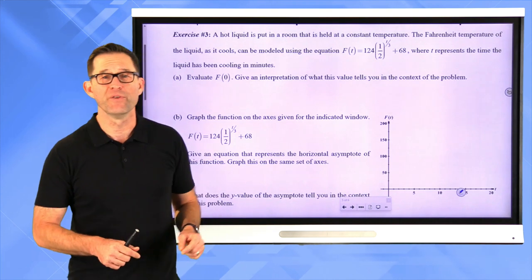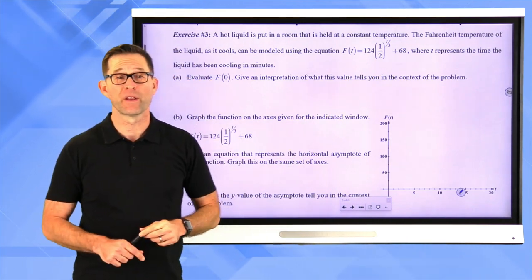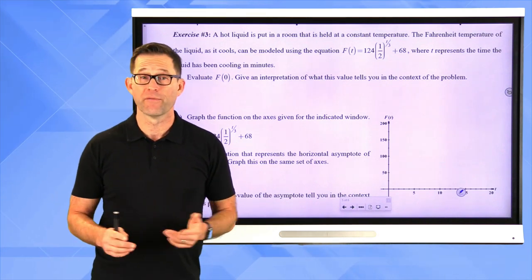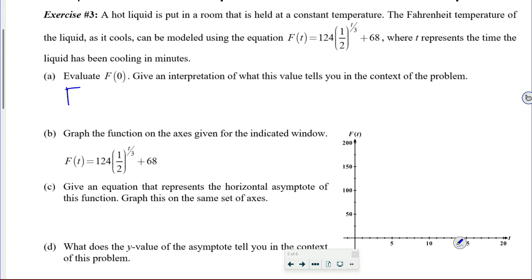Now I'm betting a few of you probably just said, well, I know. F of 0 is that number. It's 124. But in fact, that's not what f of 0 is equal to. Let's take a look. We can always figure out what f of 0 is by substituting it into the equation.